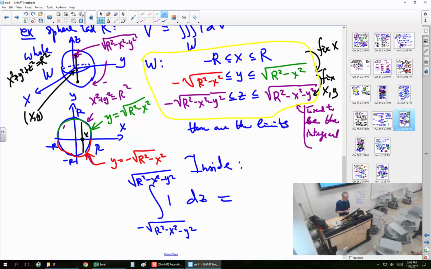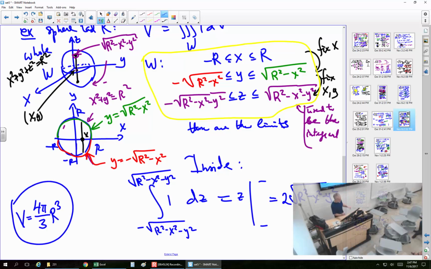So I integrate 1 with respect to z, so I'll have z with these limits, and then I subtract them, but it's the same thing, so it will be twice. Okay, and then I'm left with those 2 integrals to take care of, but that's exactly what we did last time, and it works out to the same, 4 pi over 3 r cubed. So the only difference is that little 2 over there from last week's computation.